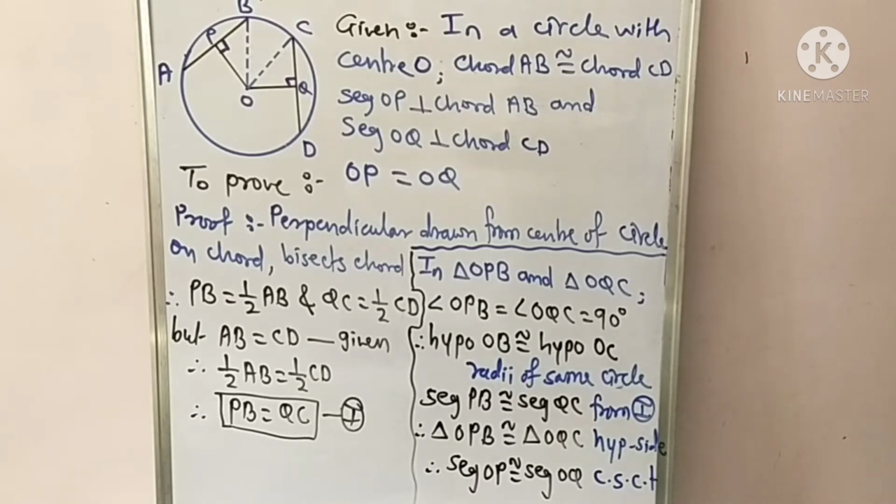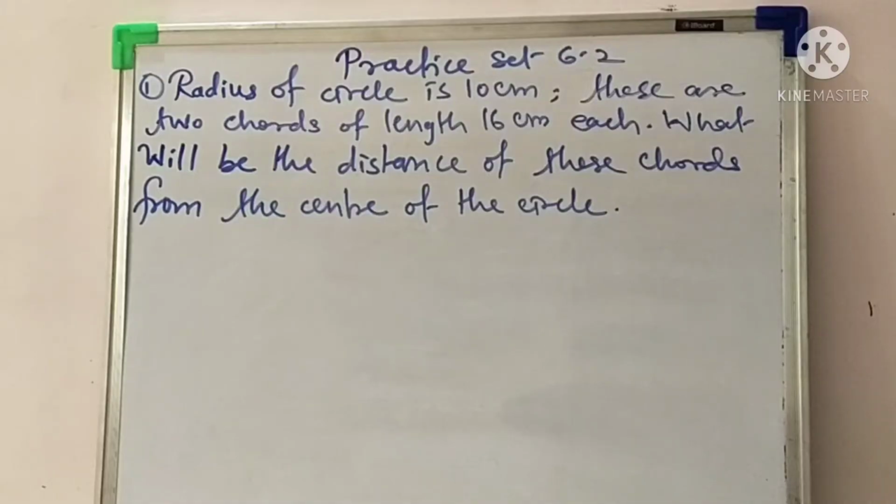So here we start practice set 6.2. The question is: the radius of a circle is 10 centimeter. There are two chords of length 16 centimeter each. What will be the distance of these chords from the center of the circle?